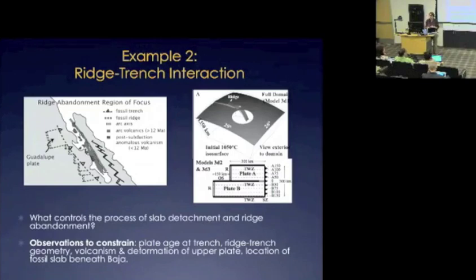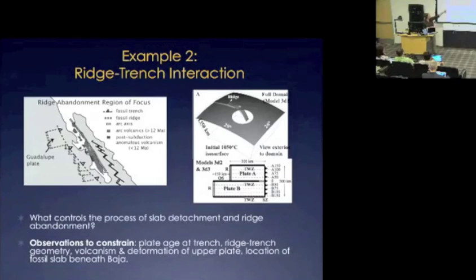We thought that this would be related in some ways to the strength of the plate, so as you have younger and younger material entering the subduction zone, you have thinner and thinner plates. So we wanted to look at what controls the process of slab detachment and ridge abandonment outside of a subduction zone. And we developed more of a generic model. We didn't try to go back and reproduce exactly the geometry off the coast of Baja California.